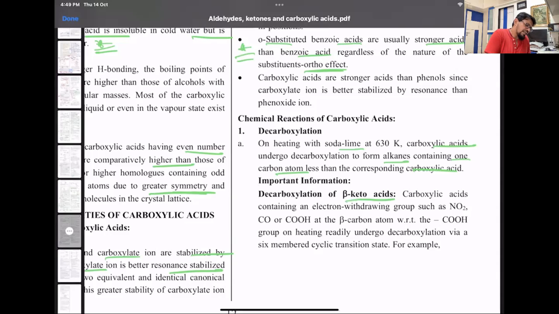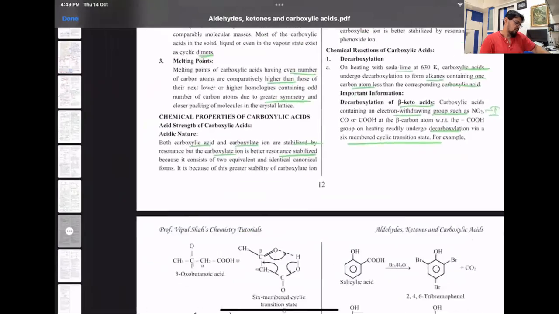Decarboxylation of beta keto acids. Carboxylic acids containing an electron withdrawing group, electron withdrawing meaning minus effect, or a COOH at the beta carbon, then they undergo decarboxylation faster. Like, look at that.